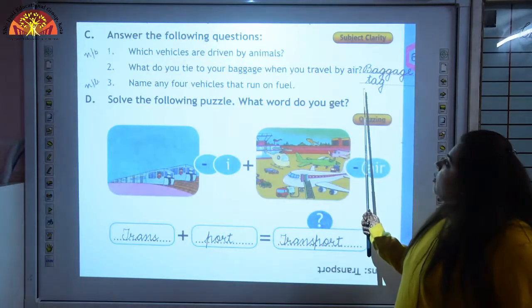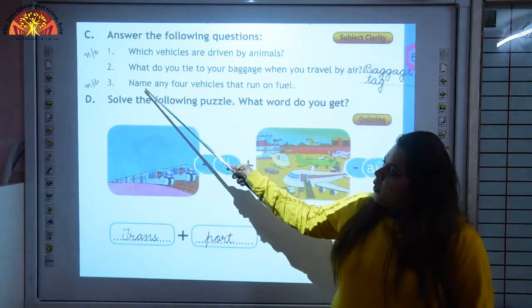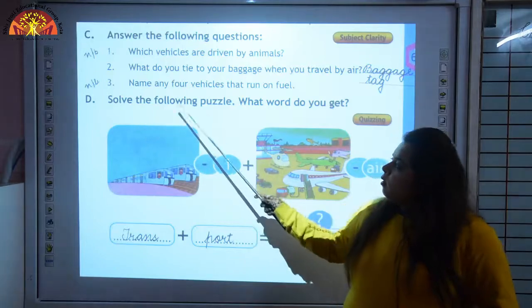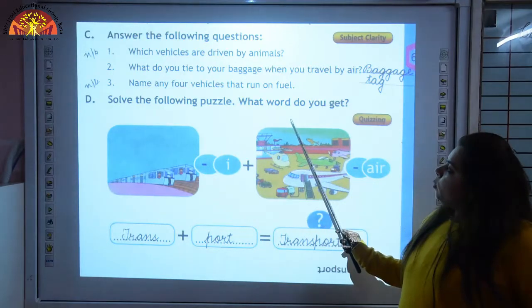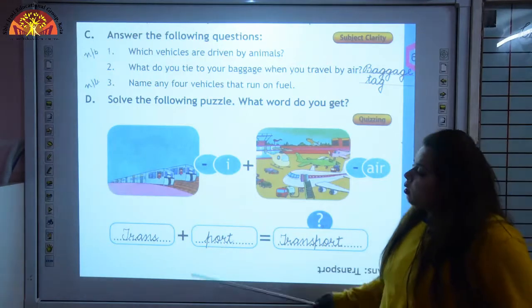B-A-G-G-A-G-E, baggage, T-A-G, tag. Next, first and third we will revise in notebook. Number D, solve the following puzzle. What word do you get? We have to solve this puzzle. Let's see what word we get.